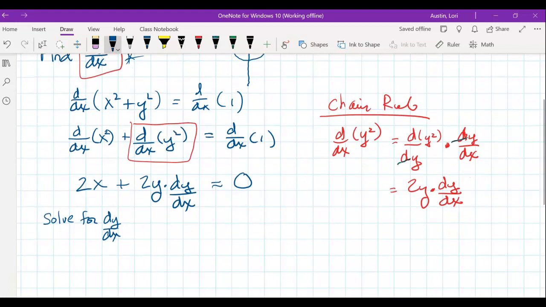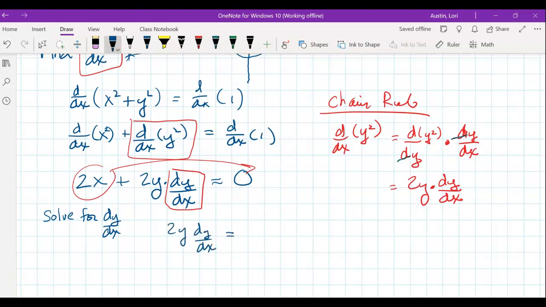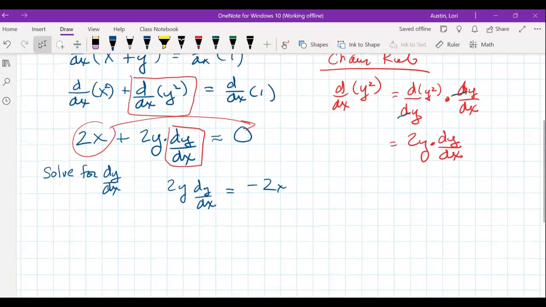Okay? All right, so what does that look like? Well, okay, I'm going to move the 2x. You're just solving an equation. Now you're solving an equation where this becomes the variable I need to solve for. So I'm going to take 2x, move it to the other side. This goes back to like algebra 1. So that leaves me with 2y. Good so far? I'm solving for dy dx.